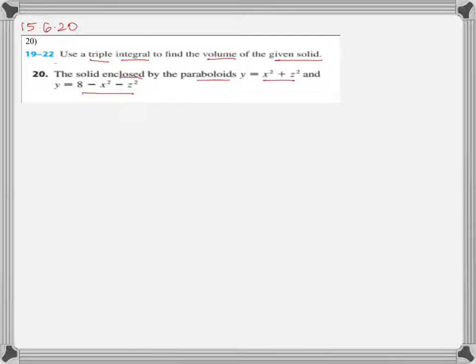By looking at the two paraboloid equations, we are able to say both have y isolated. So the axis of the paraboloid is directed towards the y direction. The first one, y equal to x square plus z square, is opening right. The other one, y equal to 8 minus x square minus z square, is opening left. As we draw the diagram of this surface, we will understand this picture better.